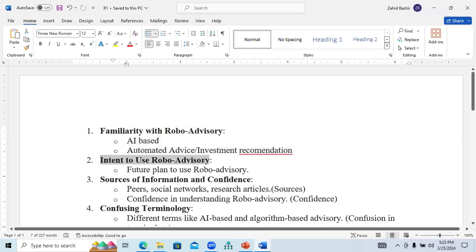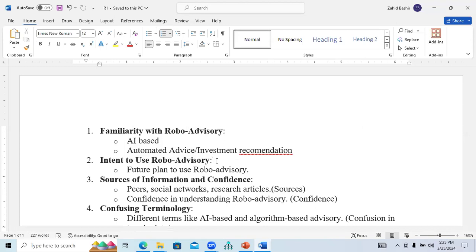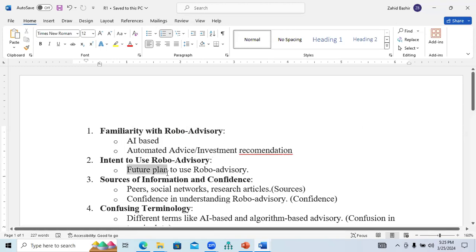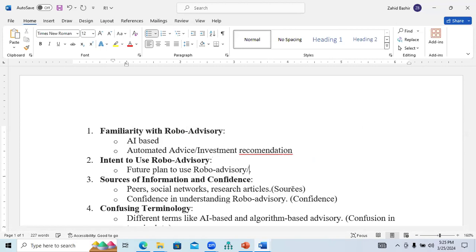The next question was their intention to use robo advisory. He said that he is not the current user of robo advisory, but he planned to use robo advisory in the future. So you may code it as future plan to use robo advisory, or you can call it prospective user of robo advisory. So this would be a code that we have generated from here.